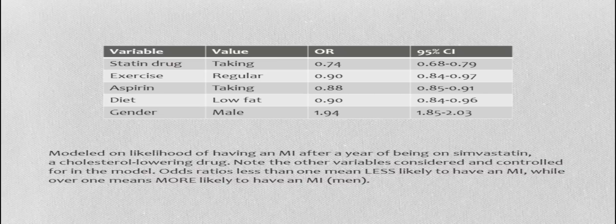And there's the 95% confidence interval, which again is 2 standard deviations on either side of the odds ratio. And so you can see in all these cases that since it's modeled on having an MI, most of these variables lower your risk of having an MI, except for being male, which raises it. And there will be tables like this in many of the studies that you read, so this is a helpful example to go back to.